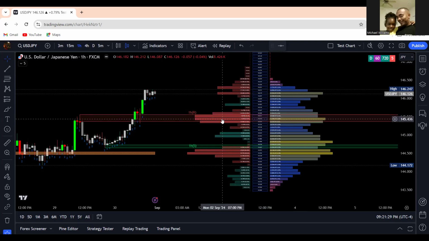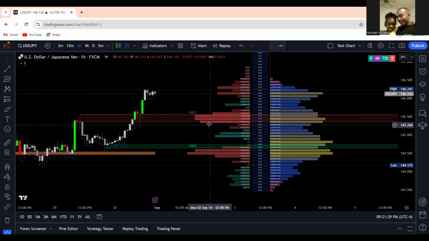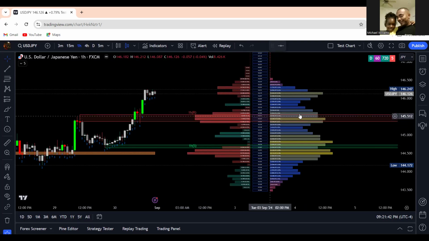So, the first thing that kind of stands out to me, and obviously verified by my demand zones, right? First thing that stands out, even without my zones here, are the nodes, where we have high volume and high sentiment.